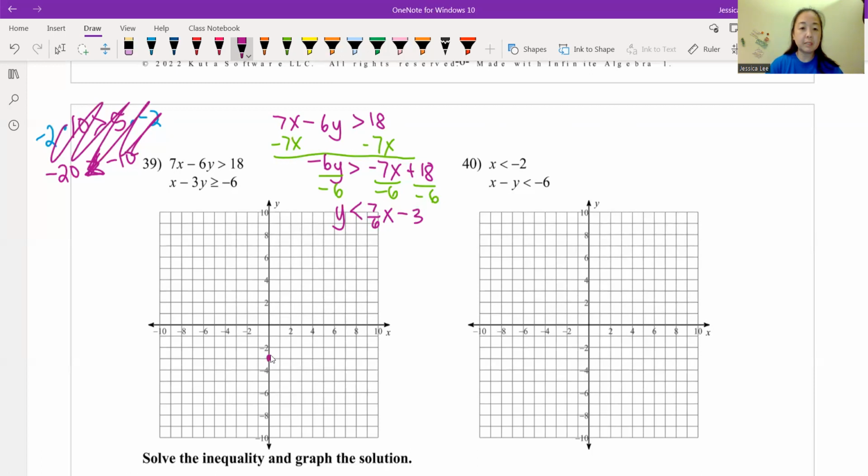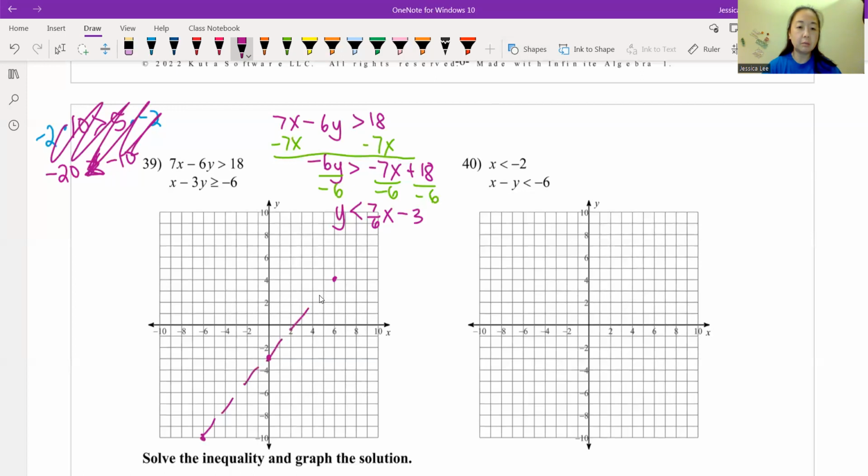All right, let's go. We're going to go minus 3. And then we're going to go 7, 6. So it's going to be up 7, that's 3, 7 over 6, or down 7 and then over 6. They should line up just like that. And then it's going to be solid or dotted. There's no equal to sign underneath, so it's going to be dotted.